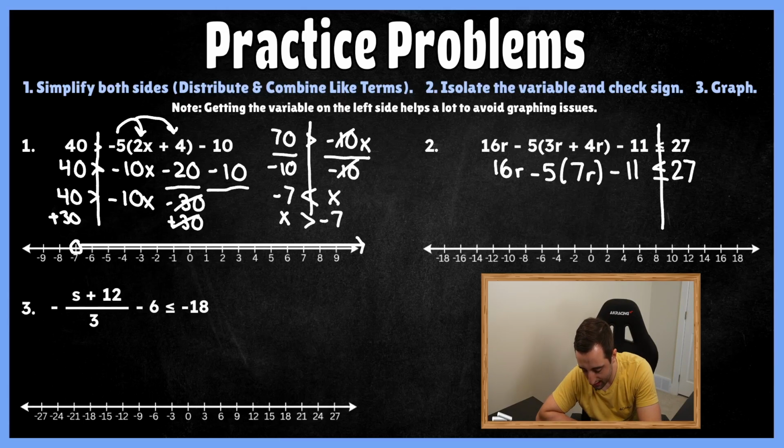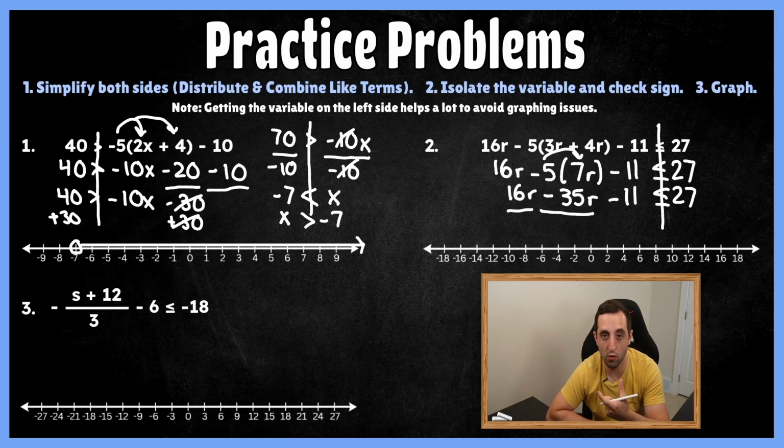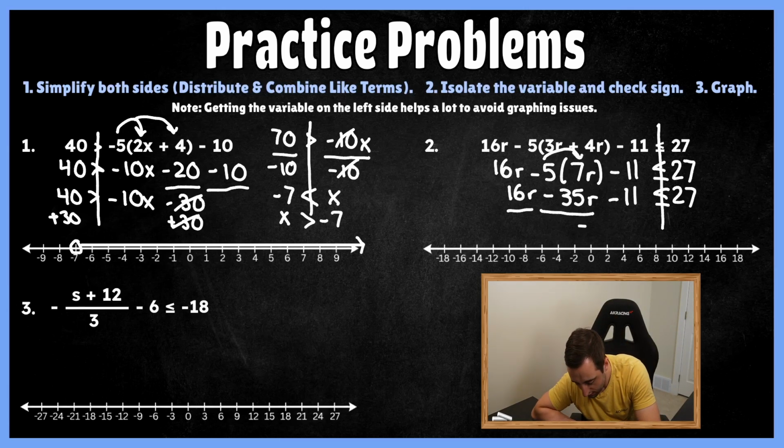Now we can distribute the negative 5 to the 7r, so this is going to be 16r minus 35r minus 11 is less than or equal to 27. And then we can combine like terms here. So we have 16r and a minus 35r that are like terms because they are both the same variable raised to the same power. It's not like r and then r squared. And then everything else is going to stay the exact same. So we are going to have for this negative 19r minus 11 is less than or equal to 27.